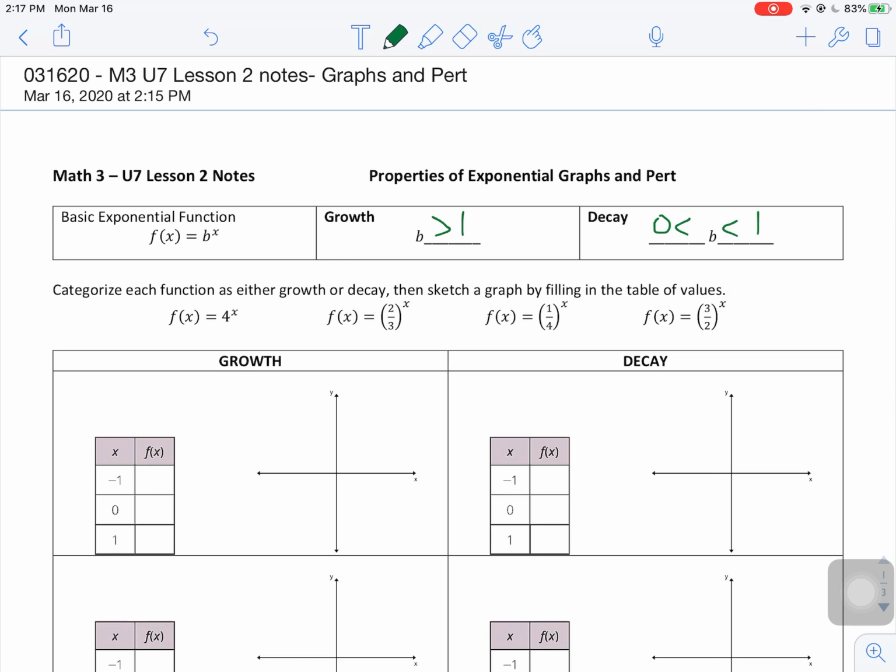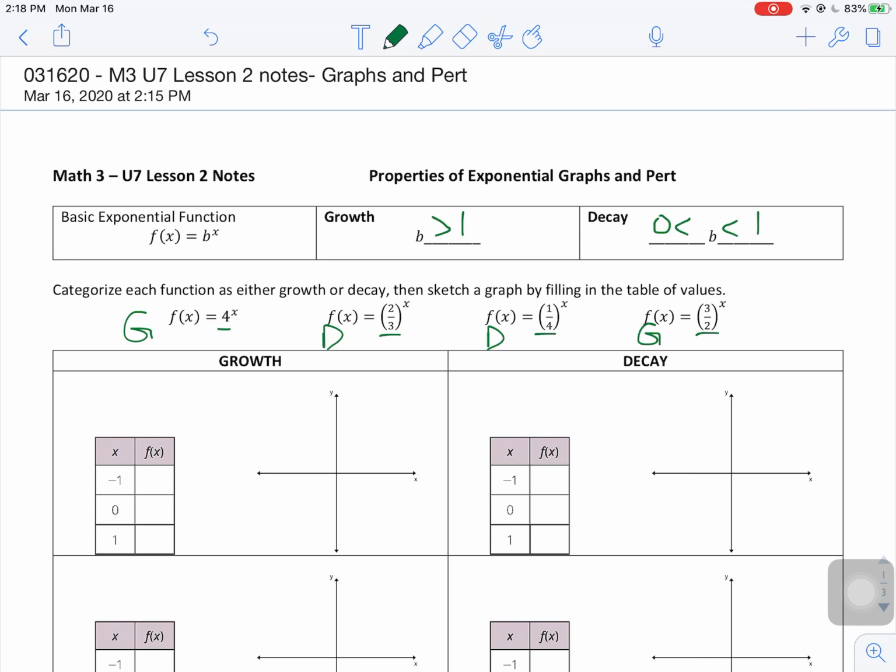So that first one, the b value is 4. 4 is greater than 1, so this would be considered growth. So I'm going to put a G for growth. That middle one, 2/3, is in between 0 and 1, so I'm going to put a D for decay. And then the next one over, 1/4, is in between 0 and 1, so I'll put a D for decay. And then that last one, 3/2, is the same as 1.5, so that's greater than 1, so I'll put a G for growth.